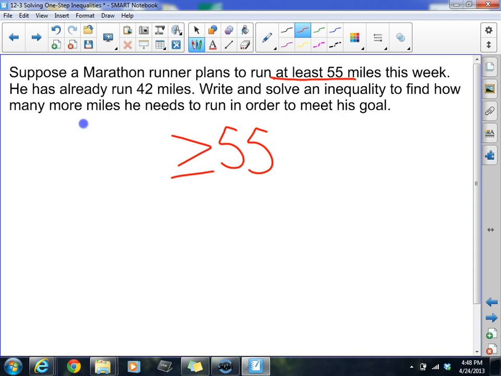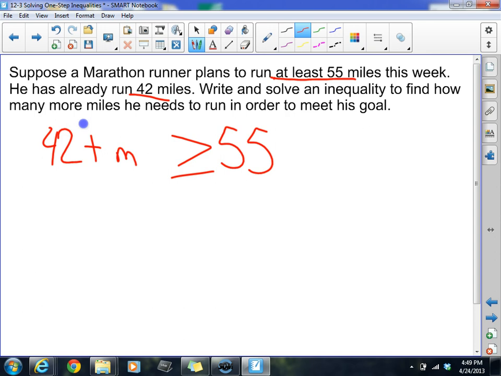Once again, he can run 56, 57, 58, but he needs to run at least 55 miles. So we'd say greater than or equal to. Now, he's already run 42 miles, plus something. I'll put M for miles. So 42 plus M is greater than or equal to 55. We've created our inequality, and now we simply solve like we did the other ones.